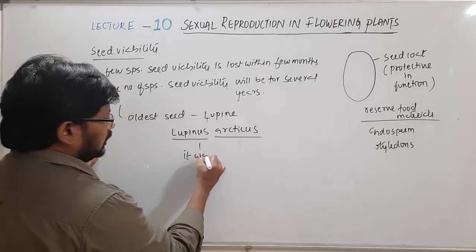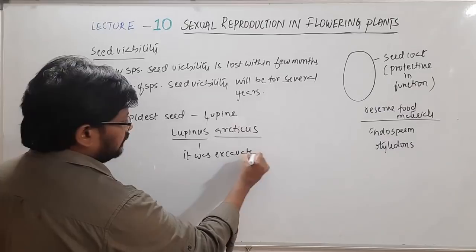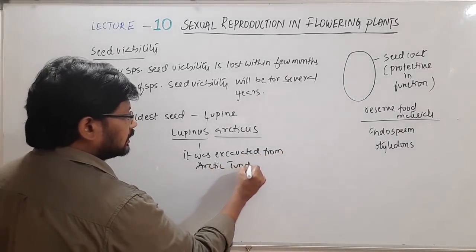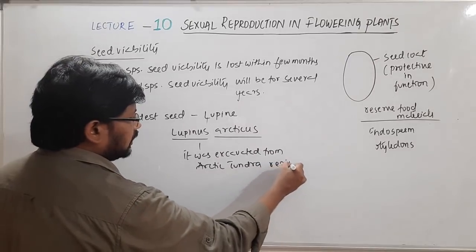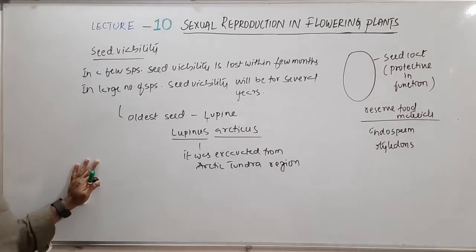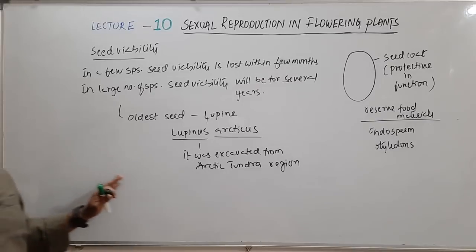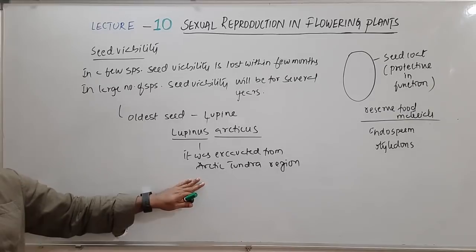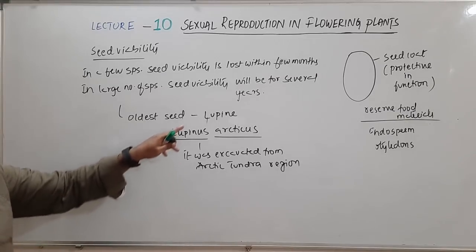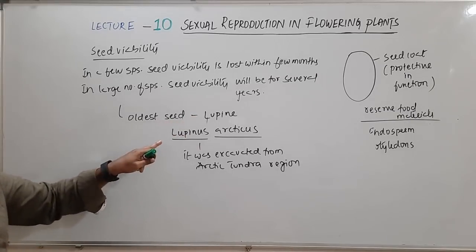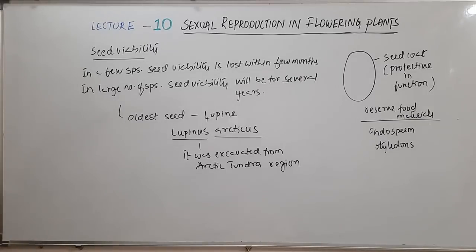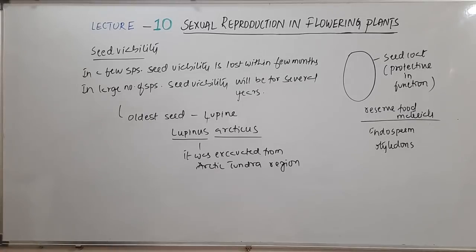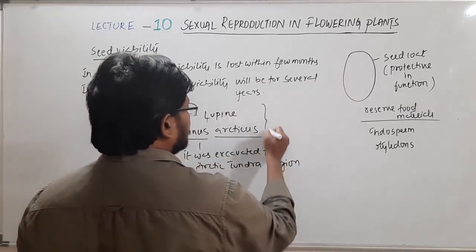So it was excavated from the Arctic tundra region. The tundra region, we know, is a region that is usually covered by snow all the time, right? From that Arctic tundra region they obtained a seed which belongs to a plant called lupine, whose scientific name is Lupinus arcticus, and the seeds of this plant germinated after 10,000 years.